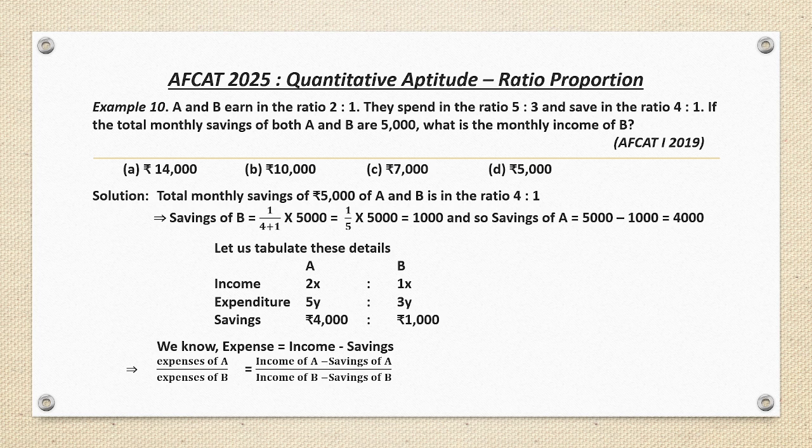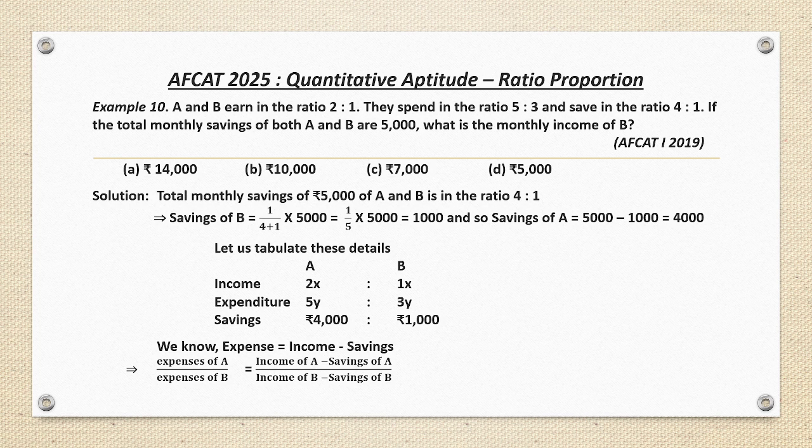Now already the ratio is given. They are saving in the ratio of 4:1. A is 4, B is 1. And the total is 5,000. That means 4x plus 1x equal to 5,000. So x equal to 5,000 by 5, which is 1,000. Therefore, the saving of B is 1,000 rupees. If saving of B is 1,000, saving of A will be 5,000 minus 1,000, 4,000.